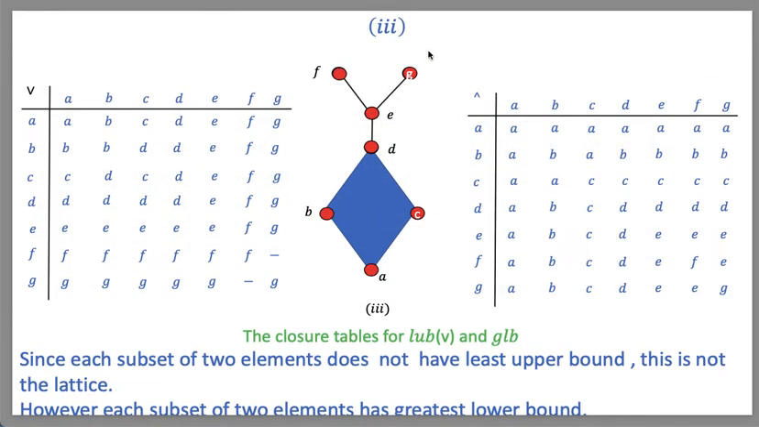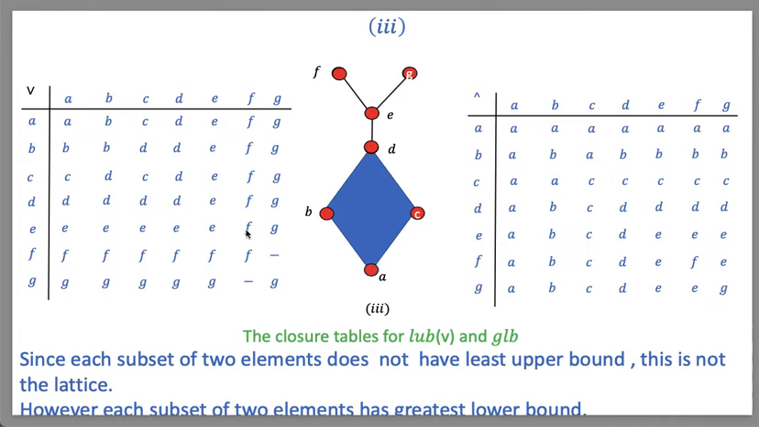One more example. Suppose this is the given poset. Now we will verify whether it is a lattice or not. It will be a lattice if every pair of elements contains a greatest lower bound as well as a least upper bound. Otherwise, it will not be a lattice. It will only be a partially ordered set, or poset.